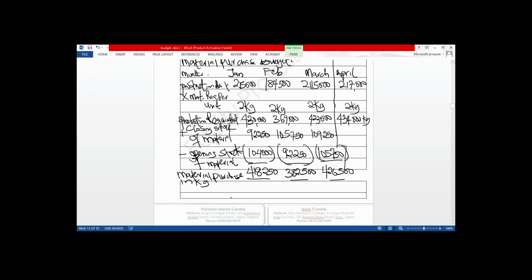You have gotten material purchase in kg. That means in the month of January, the company will purchase 418,250 kg. Of February, the company will purchase 382,500 kg. In the month of March, 426,500. They now introduce the price. What is the price of material per kg? We are told it is 3 naira 50 kobo.